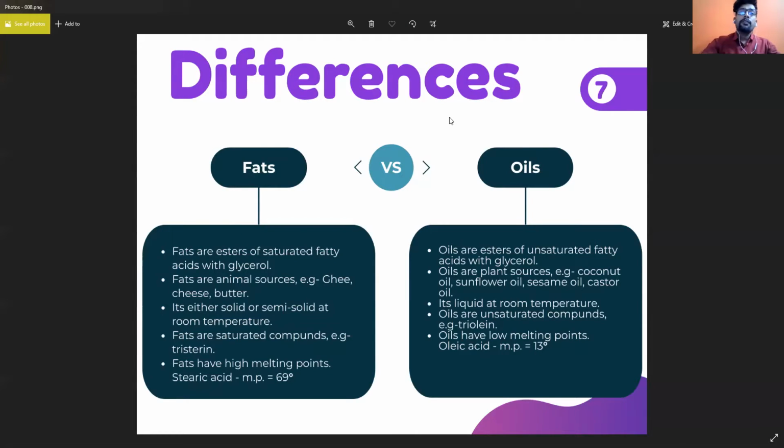If you see the structures of stearic acid and oleic acid, both have 17 carbons. Stearic acid has a melting point of 69 degrees centigrade, and oleic acid has a melting point of 13 degrees centigrade. So if you compare them, the melting point of stearic acid is higher than that of oleic acid. That's why fats have high melting points and oils have low melting points. And fats are more stable, oils are less stable.